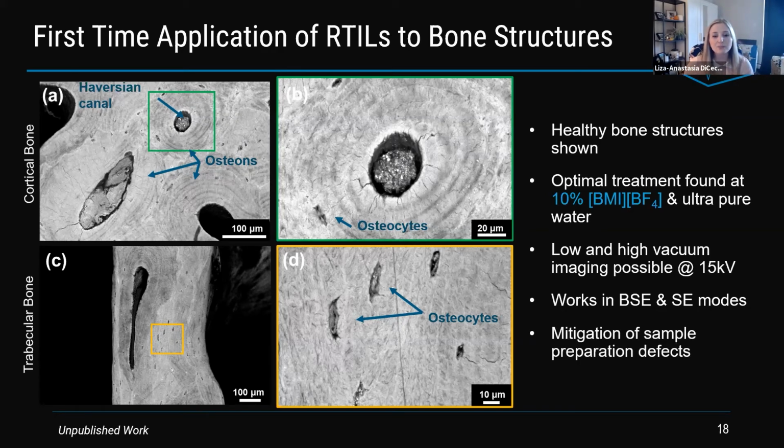And we found that there's a mitigation of sample preparation defects. What we normally found in the conventionally prepared samples is you had a lot more microcracks, little cracks appearing from the dehydration, where these are almost not even present in the ionic liquid treated samples. We mostly just see naturally occurring cracks in these surfaces. So that was a really useful observation.